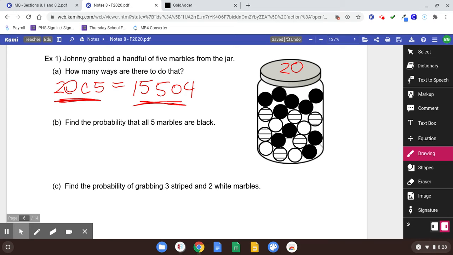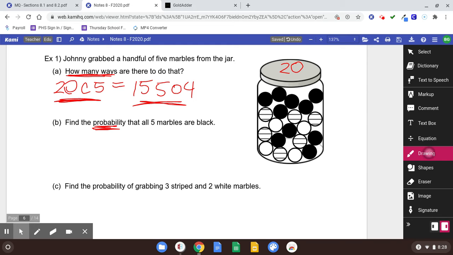Part B is a probability question. So don't forget, probability means part over total. Sometimes people get confused between the question that says how many ways are there and probability. But probability is always going to be part over total. You're going to have to answer the question of how many ways in order to find that probability. So, the probability that all 5 are black.